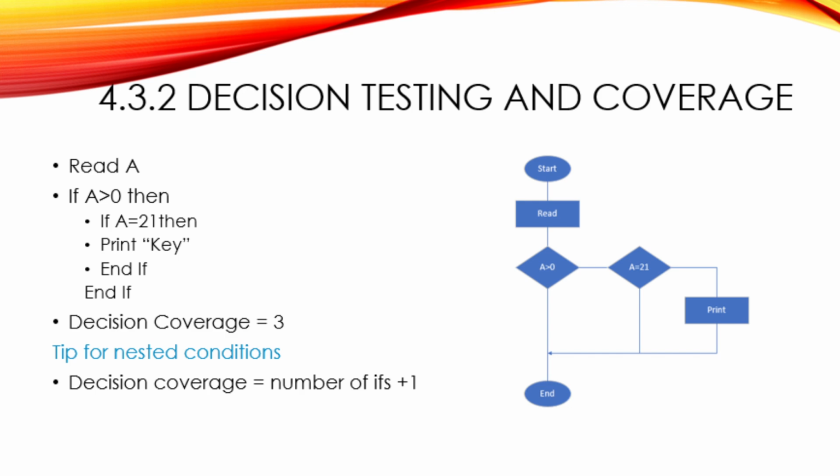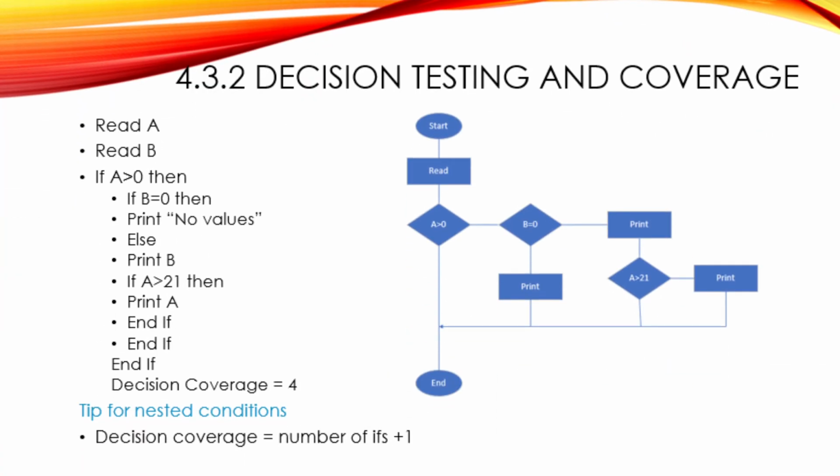Now see this example. Read A, if A greater than 0, then if A is equal to 21, print key. In this case, decision coverage is 3. Why? Because in decision coverage we have the number of ifs plus 1. In this case we have 2 ifs, and because here we have nested conditions, 2 plus 1 is 3. So decision coverage is 3 in this case.